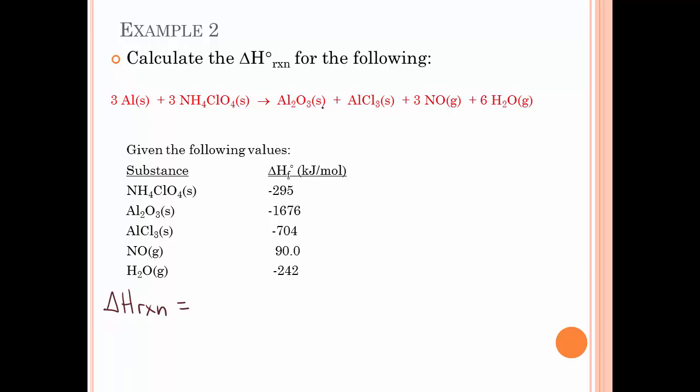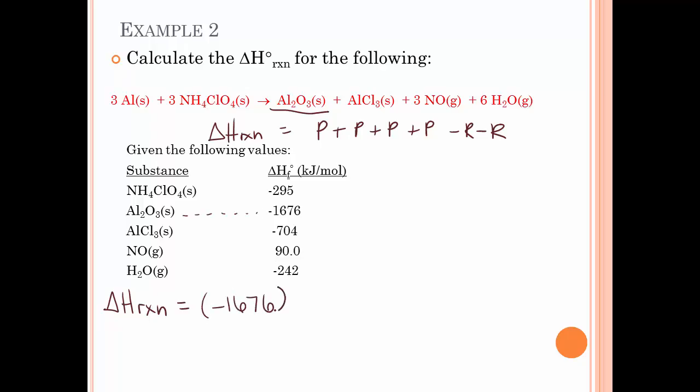is, again, we have 4 products, so I'm just going to write this out. You don't have to show this as part of your work, but it's going to be 4 products added together minus 2 reactants. So that's our basic setup. So our first product is aluminum oxide, which is right here. So negative 1676. I'm going to add my next product, aluminum chloride, one of those. So negative 704.